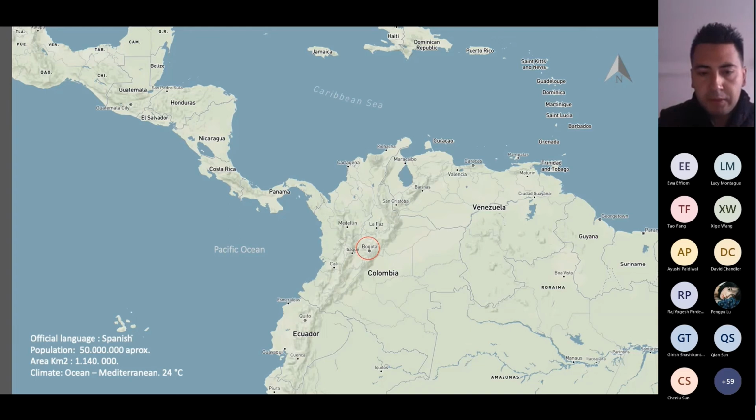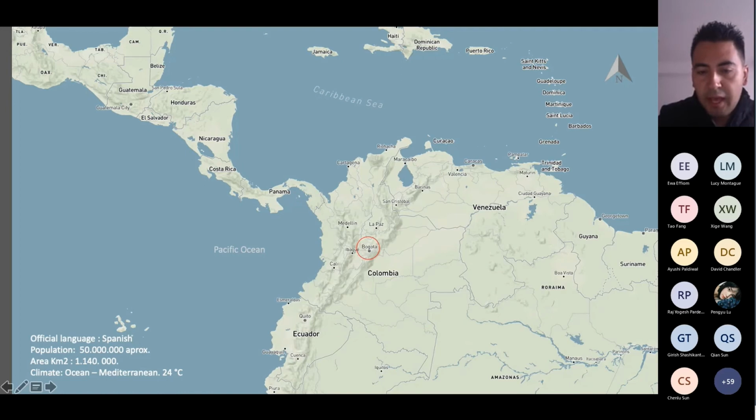It means that, for example, if you want to travel to Brazil, in some cases you need to stop first in Colombia, probably in Bogota, that is the capital, and then move on to Brazil or other countries on the continent. Colombia is bounded by Venezuela, Ecuador, and Panama, and Mexico on the northern part. The official language is Spanish. The population is almost 50 million.